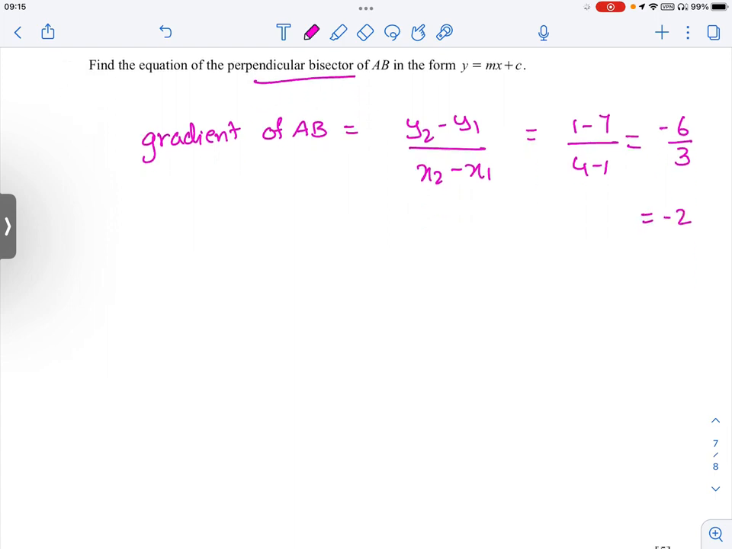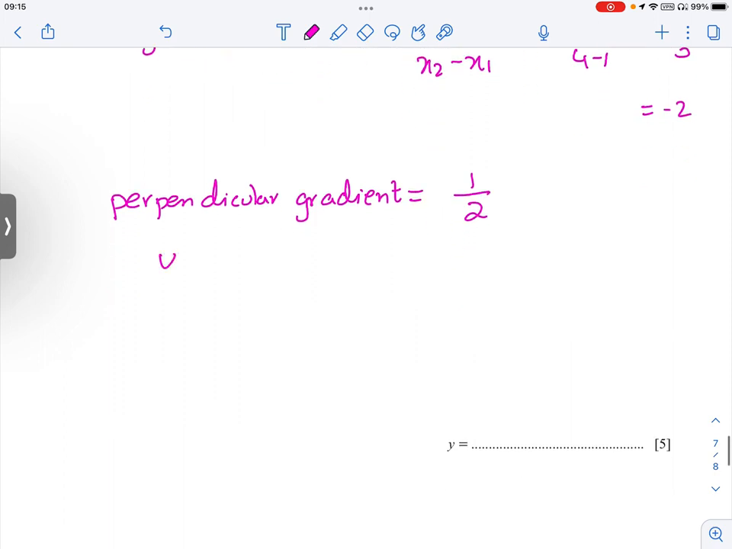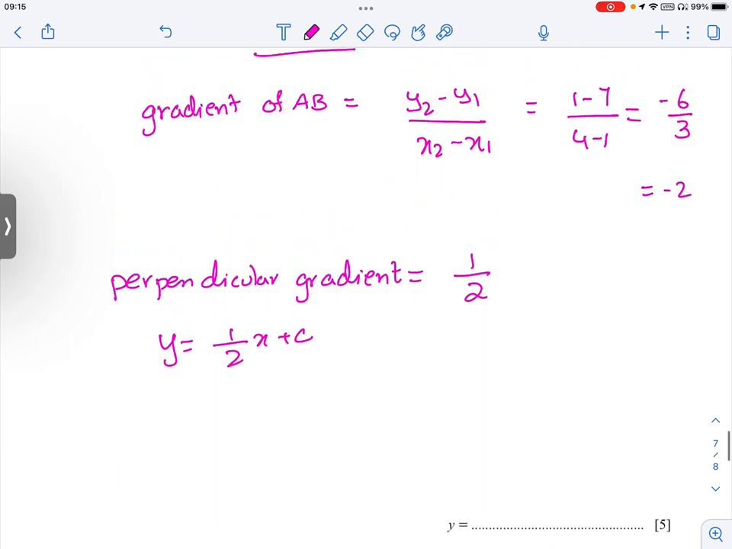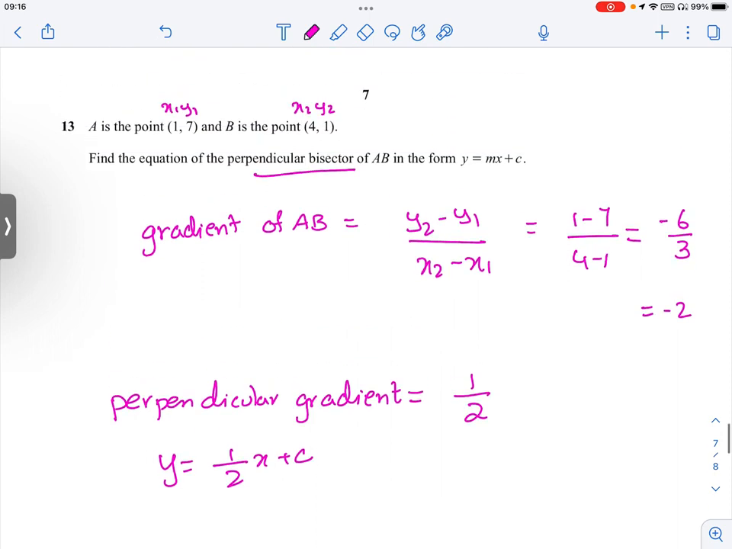So the perpendicular gradient will be the reciprocal and change the sign, which is 1 upon 2. So my equation will become y equals 1 upon 2 x plus c. Now the perpendicular bisector should always pass through the midpoint. So I have to find the midpoint.